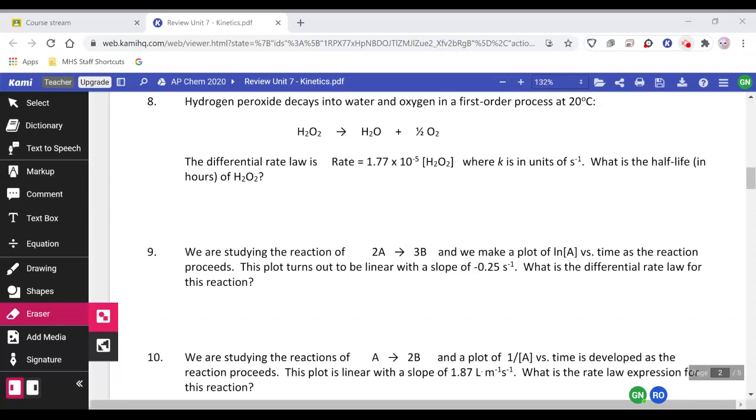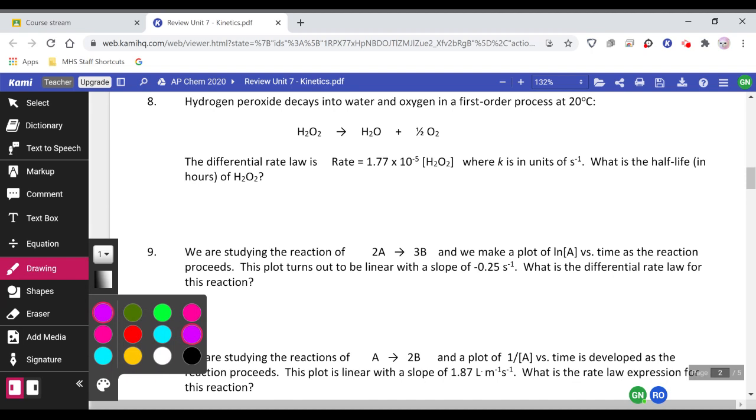Yesterday we left off on number 7. Today we are on number 8 of the Unit 7 Kinetics AP Chem review worksheet. Number 8 says hydrogen peroxide decays into water and oxygen in a first order process. So of course I circled first order because that's going to tell me some things I need.